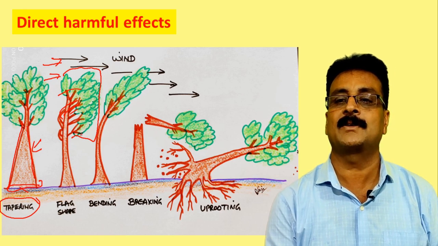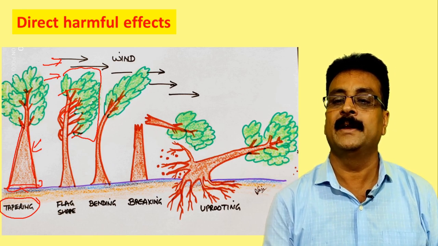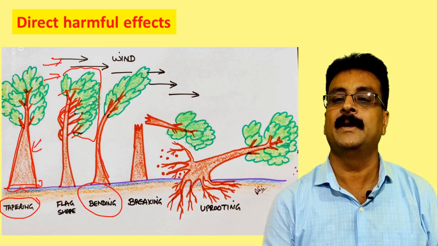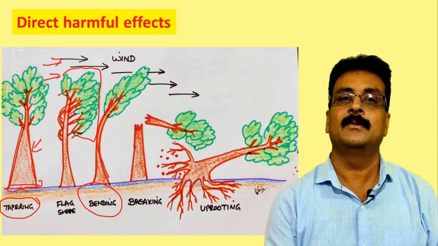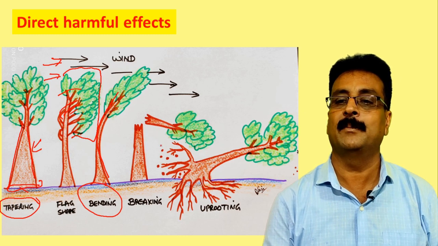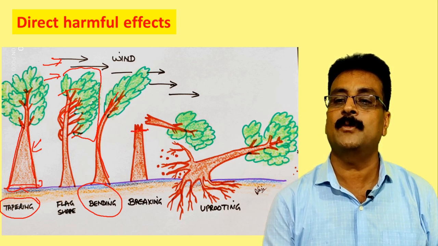You can see how it becomes a flag shape. Then it gives a bending. Now you can see the bending of a tree. It gives a bending effect of a tree, which also doesn't give a good quality of timber. Sometimes it breaks down from the middle also.